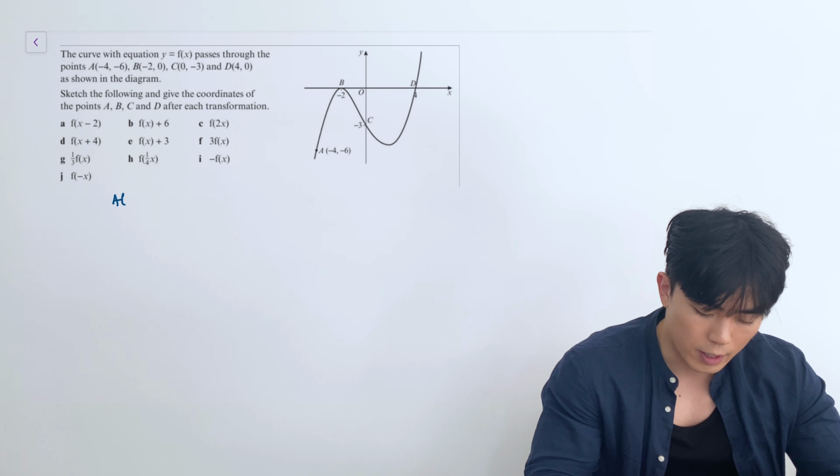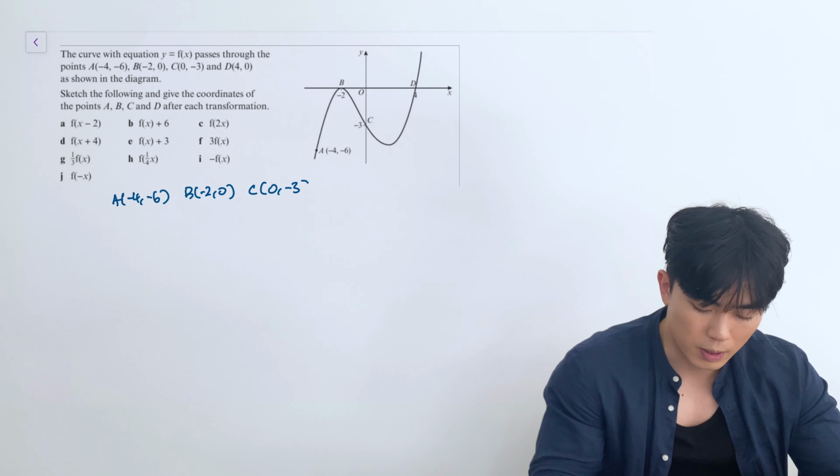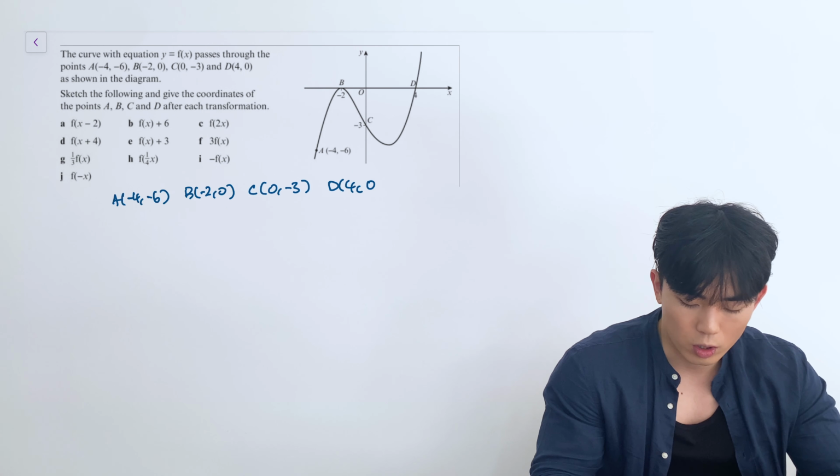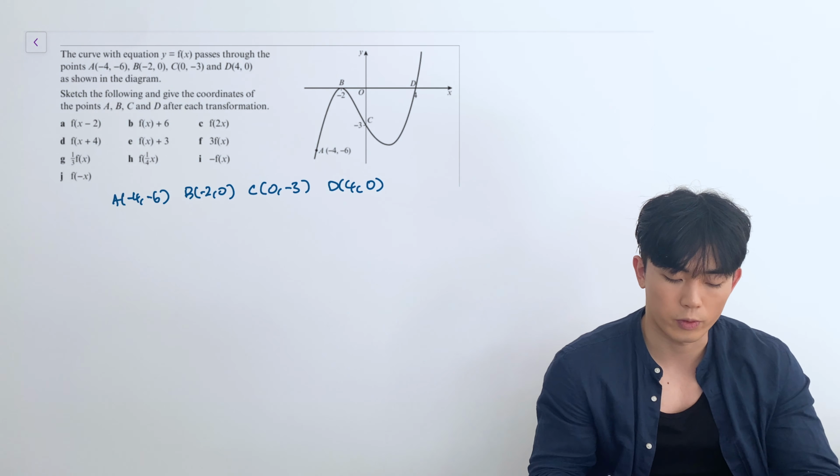A is (-4, -6). B is (-2, 0). C is (0, -3). And D is (4, 0). So all these transformations are going to be based upon these original coordinates. So let's start off with each one.